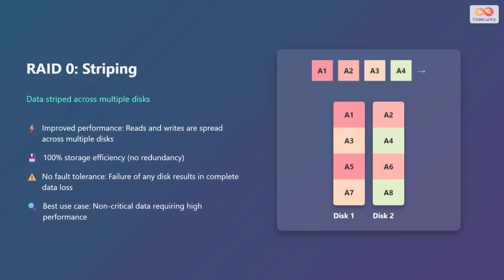Let's explore RAID 0, also known as striping. In RAID 0, data is divided into segments and spread across multiple disks. This means that when reading or writing data, multiple disks are working simultaneously, leading to improved performance. Reads and writes are spread across multiple disks to improve the read and write speeds. With RAID 0, you get 100% storage efficiency since there is no redundancy. The full capacity of all drives is used.